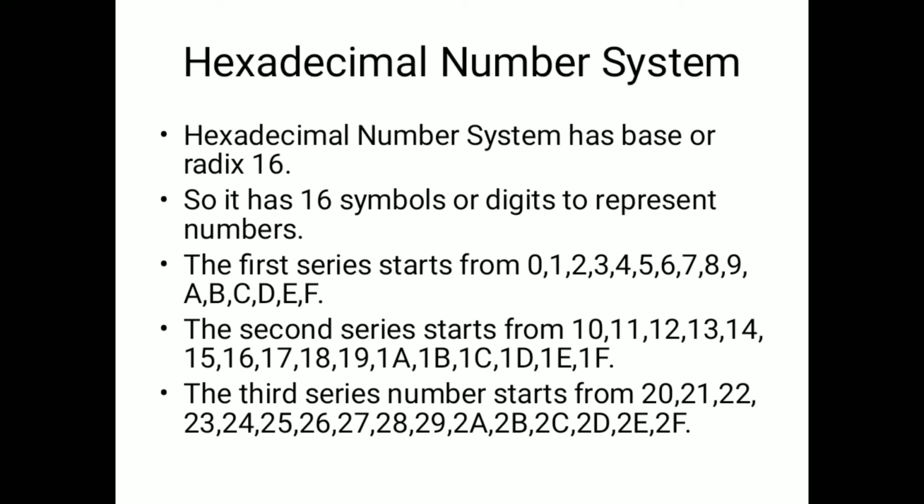So the first series in this number system is 0, 1, 2, 3, 4 up to F, and the second series is 10, 11, 12, 13, 14, 15, 16, 17, 18, 19, then 1A, 1B, 1C, 1D, 1E, 1F. Like that it will continue.